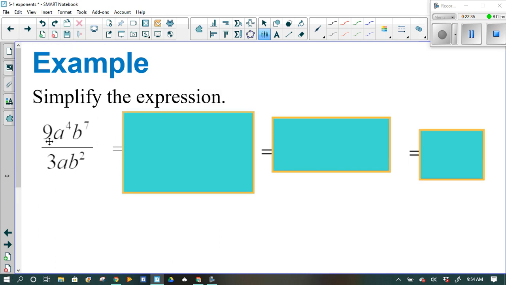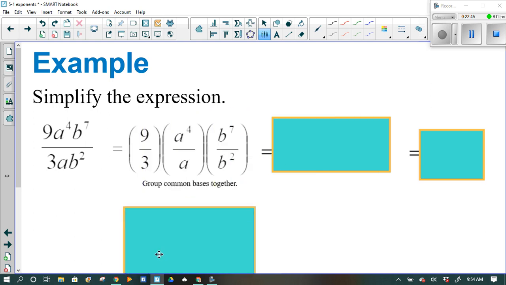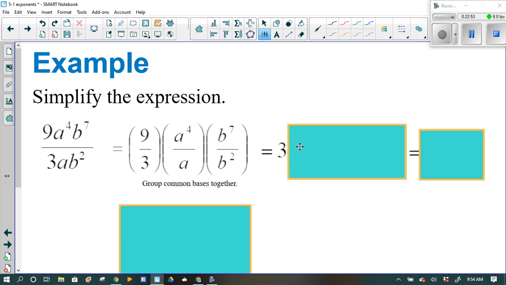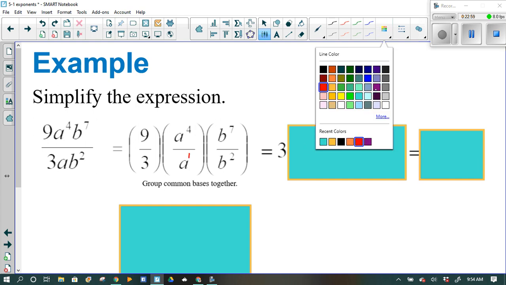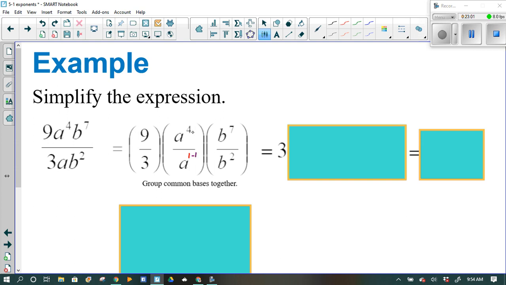Okay, so here what you're going to do is we have numbers, a's and b's. Group them separately to help your eyes make it make sense. So you're going to group: 9 over 3, a to the 4th over a, b to the 7 over b squared. So now what is 9 divided by 3? Well, 9 divided by 3 is 3. So remember, this a is technically a to the 1. So what we're going to do is subtract that 1 from both pieces.